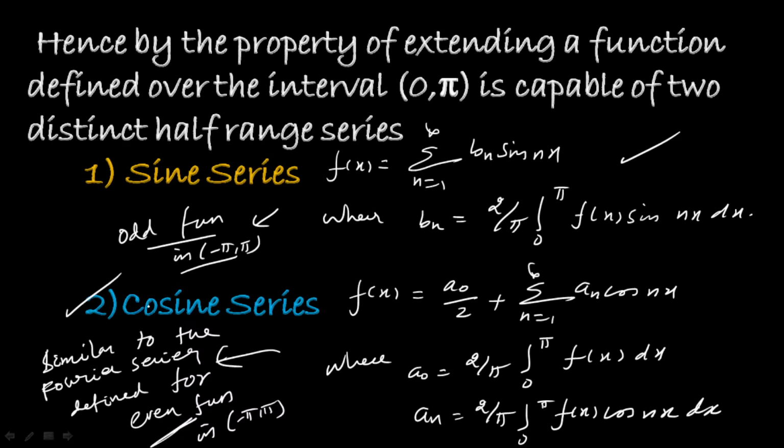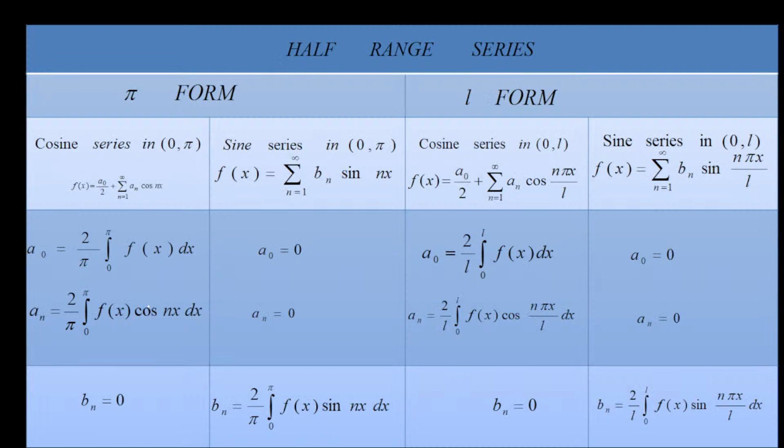Okay, so let me show you the table. On our half-range series, we have two concepts. One is the pi form, another one is the L form. Now we have discussed only the pi form. In my next video, I will explain the L form. So now just look at the pi form alone.